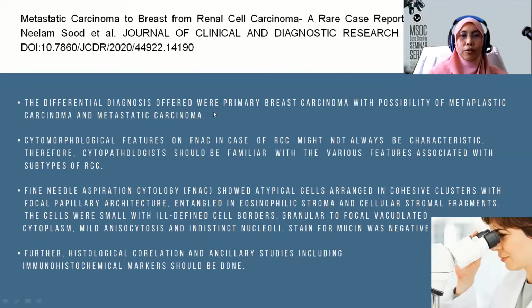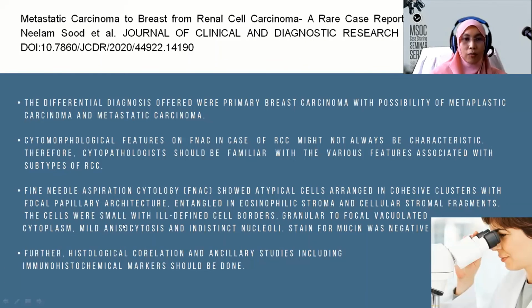Okay, the differential diagnoses offered were primary breast carcinoma, possibly metaplastic carcinoma, and metastatic carcinoma. Cytomorphological features of FNA in cases of RCC might not always be characteristic. Therefore, cytopathologists should be familiar with the various features associated with subtypes of RCC. So this is very difficult. Fine needle aspiration showed atypical cells arranged in cohesive clusters with focal papillary architecture entangled in eosinophilic stroma and cellular stromal fragments, which I showed you in my case.